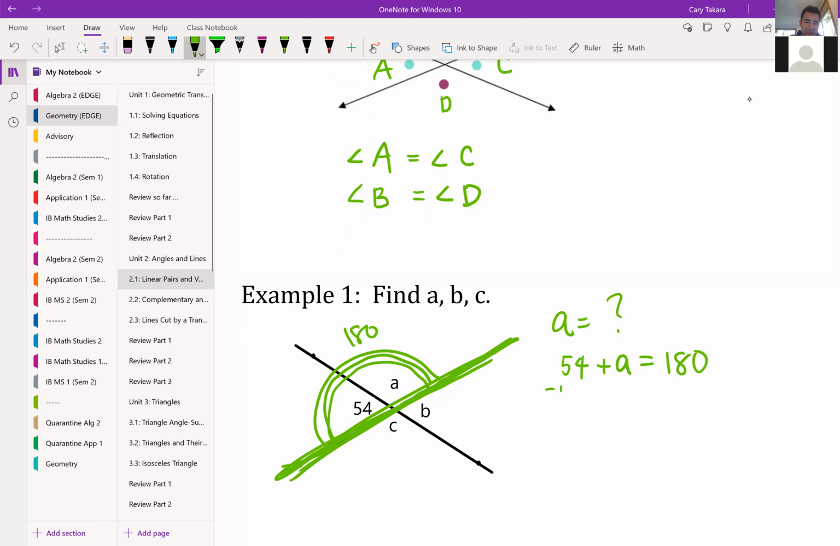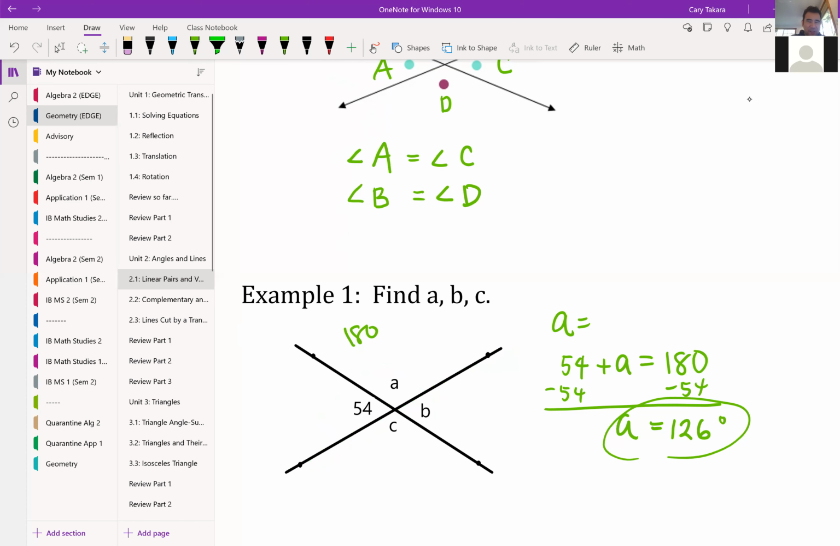And then if you subtract 54 on both sides, what do you get for A? That's 180 minus 54, isn't it? And that is going to be 126. So A has to be 126. It doesn't add up to 100. It adds up to 180. Does that make sense?